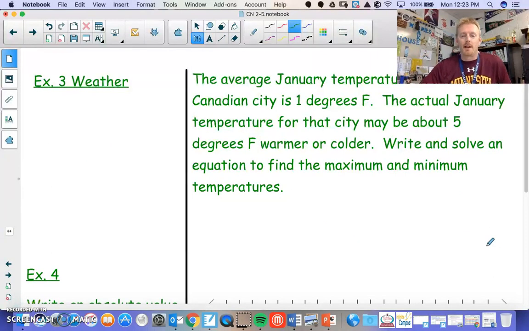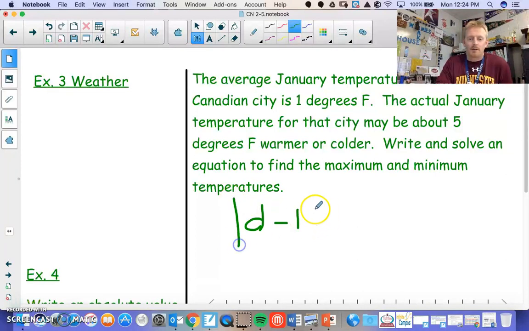Example number 3 here says that the average January temperature in a northern Canadian city is 1 degree Fahrenheit. The actual January temperature for that city may be about 5 degrees Fahrenheit warmer or colder. So we're supposed to write and solve an equation to find the minimum and the maximum. So if we have ourselves, it's 1 degree average. So let's say d for degrees, and then we're going to subtract 1, because that's our average, is going to be equal to, now it's 5 degrees that we're going to have of a warmer or colder.